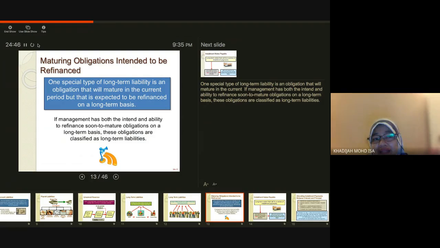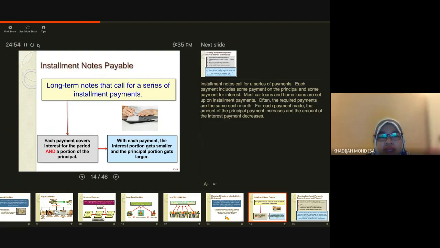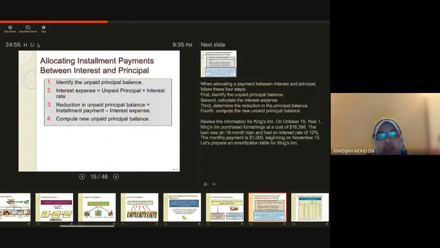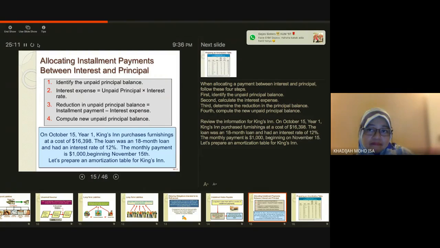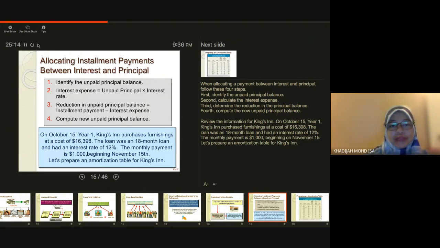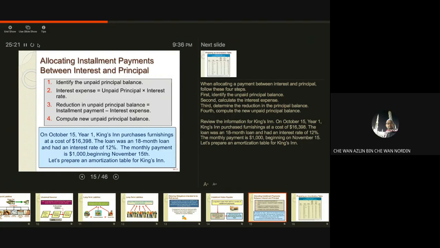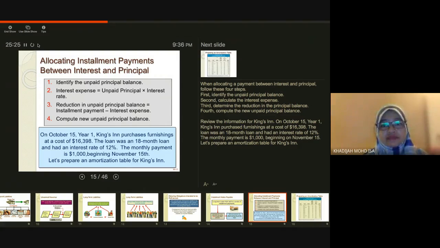Maturing of obligation. Installment notes payable. Remember that we're talking about when you take up a loan from the bank, for example, you borrow 100,000. You're going to pay in 10 years' time. So how much do you pay? 100,000 divided by 10 years. Monthly. One moment.